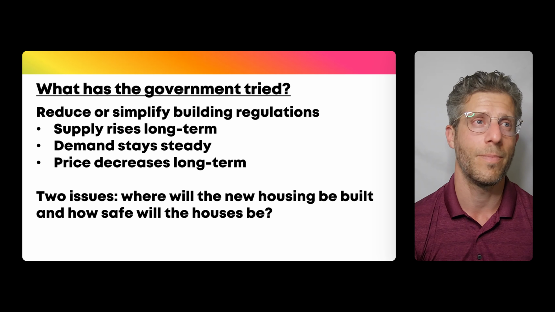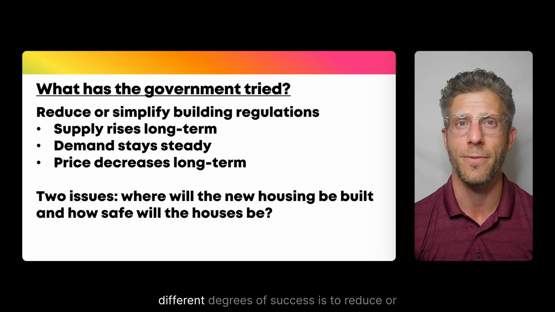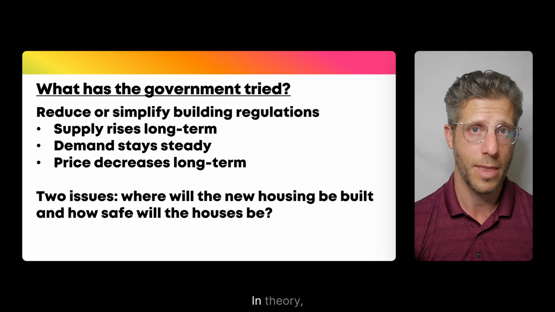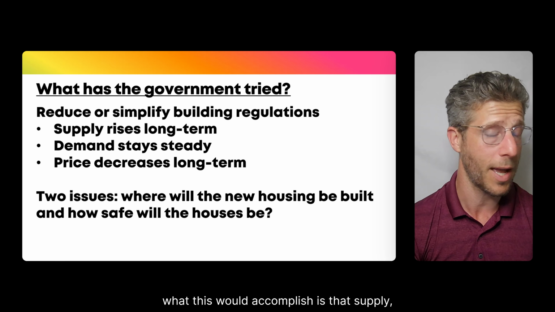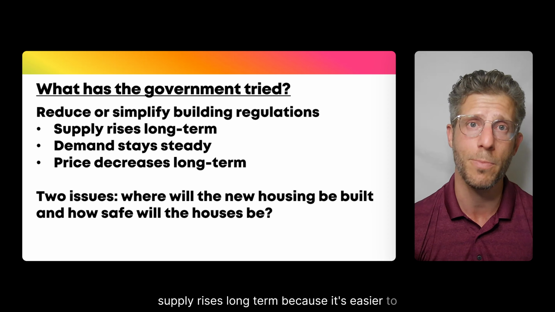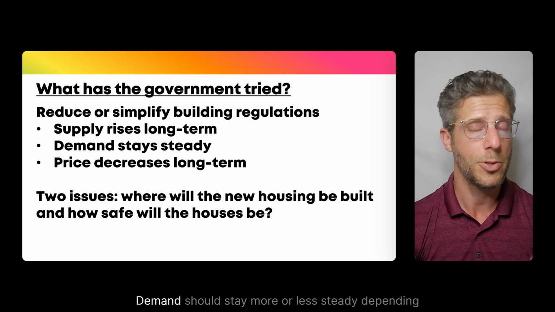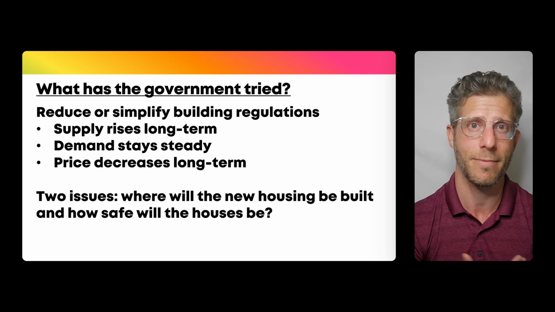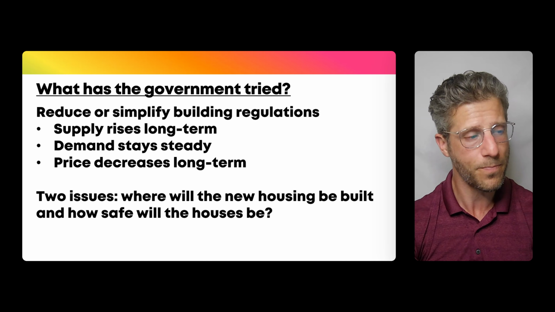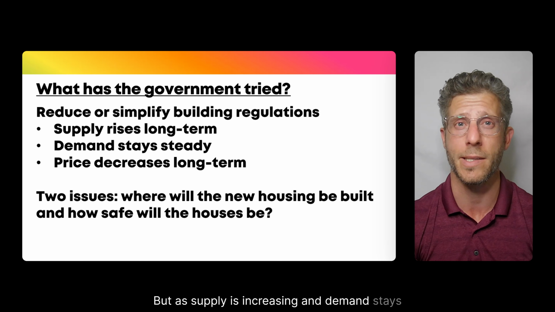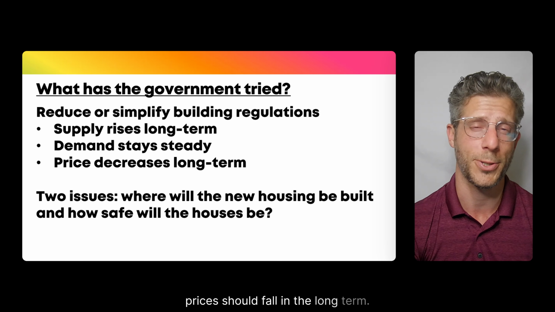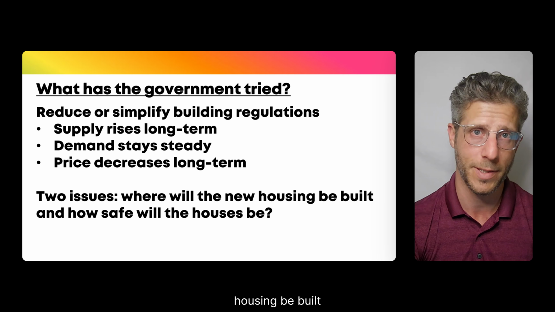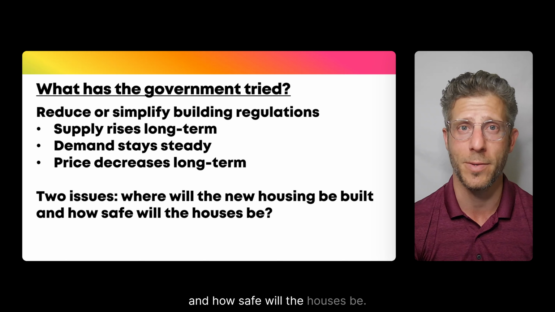Other things that the government has tried with different degrees of success is to reduce or simplify building regulations. In theory, what this would accomplish is that supply rises long term because it's easier to produce more housing units. Demand should stay more or less steady depending on the market, just as migration impacts the local market and the economy. But as supply is increasing and demand stays steady, prices should fall in the long term. The two issues with this are where will the new housing be built and how safe will the houses be?